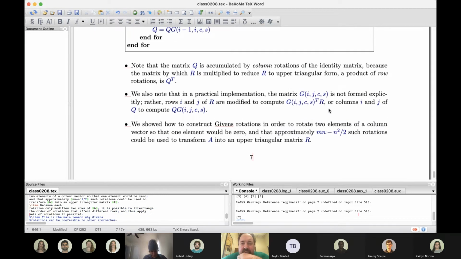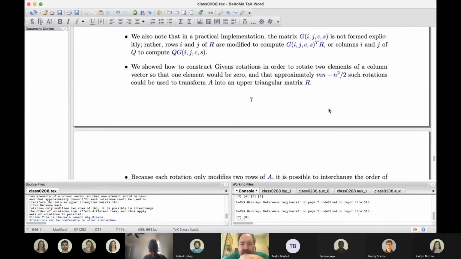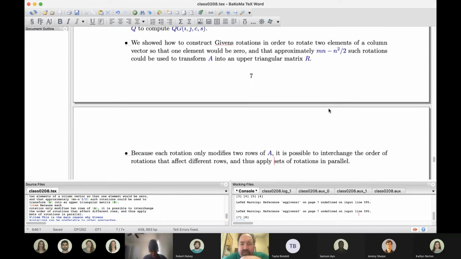Now, one thing that's interesting about using Givens rotations to compute the QR factorization is that each rotation, as I mentioned, only affects 2 rows of A. In how I've shown the algorithm, we start from the bottom and work our way up. But you don't have to do it that way. You could change the order of rotations to work on different rows, and then you can apply them in parallel. So if you have parallel architecture, you can work on the rows differently in order to save yourself some time.